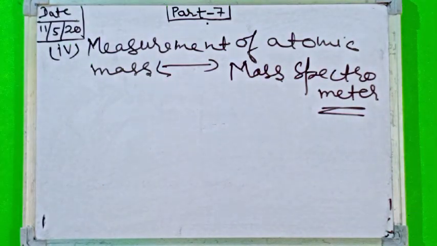Mass spectrometer is a device by the help of which we can find out the measurement of atomic or nuclear masses. I want to make it quite clear here that the direct method gives the accurate value, but by the help of the indirect method we are not going to get the exact or accurate value. We are going to get the approximate or estimated value.